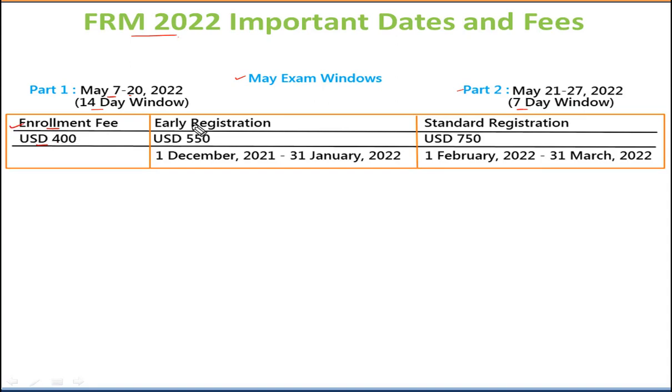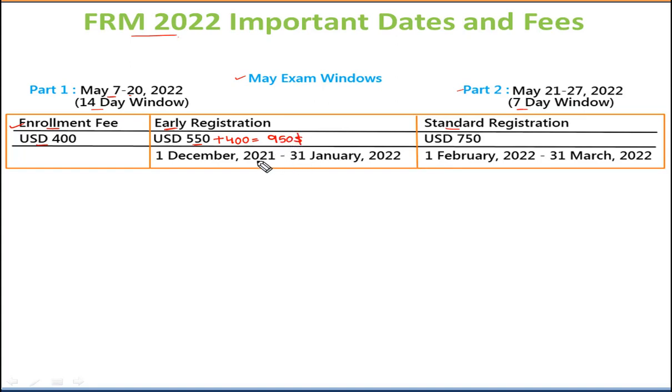Okay, clear? Now there are two types of registration that GARP offers you. The first one is early registration and the second one is standard registration. Early registration starts from 1st of December 2021 and goes on till 31st of January 2022. Within this time frame, if you register for FRM Part 1, you need to pay $550 plus the $400 enrollment fee. That means it's going to be $950 US.